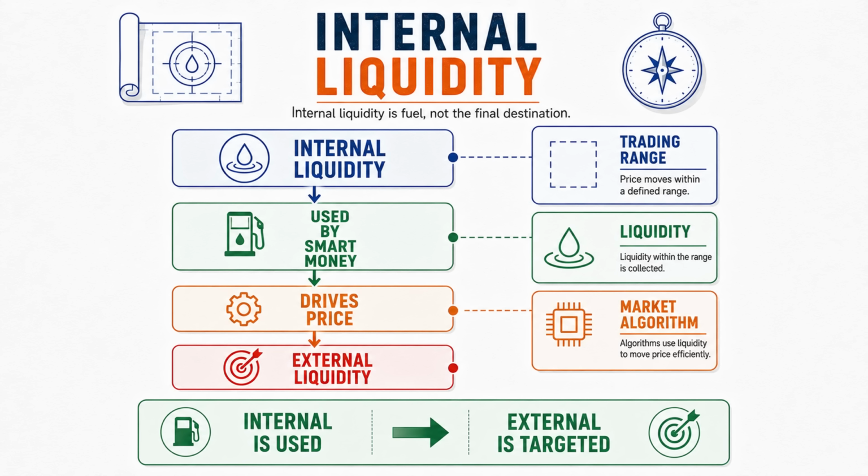And this is the key takeaway. Internal liquidity is not designed to be the final objective. It is meant to be used. Smart money consistently leverages internal liquidity to drive price toward external liquidity. And this is exactly why understanding it is essential. The relationship between internal and external liquidity is what powers the market's core algorithm.